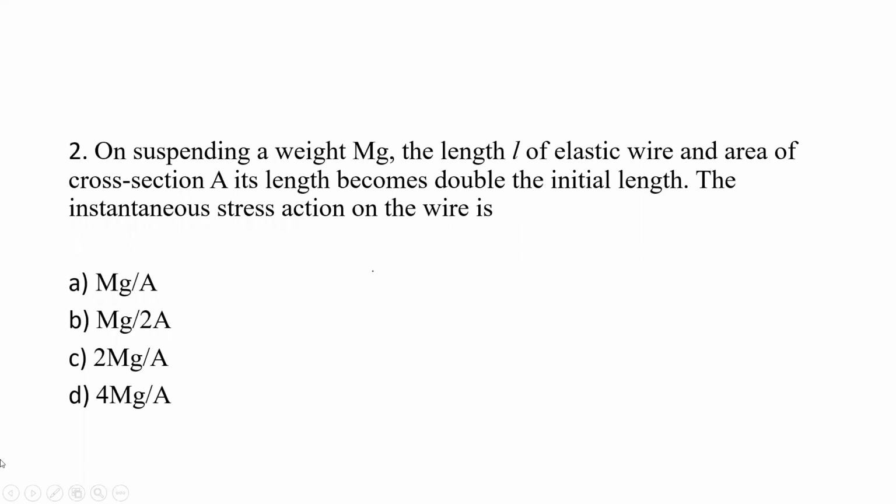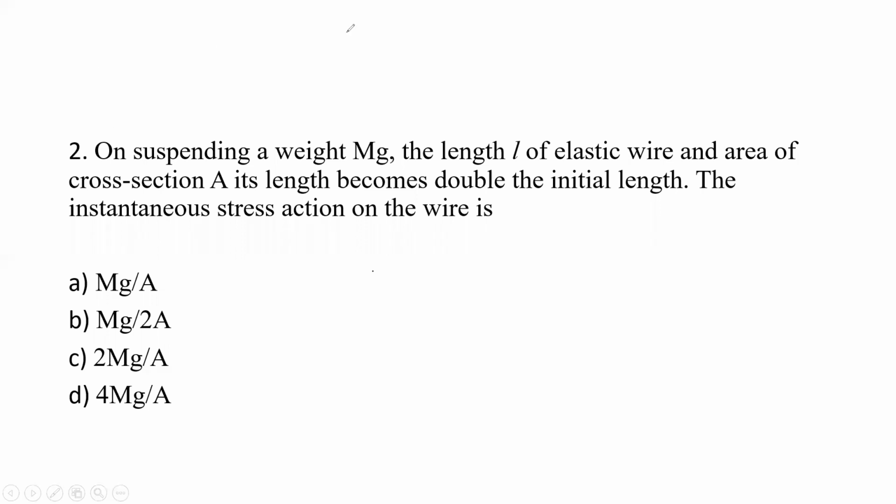Next question. On suspending a weight mg, the length L of an elastic wire of area of cross section A becomes double the initial length. The instantaneous stress acting on the wire is, see here what they have given. The weight of the object is given as mg, the length is L for a given wire, and its area of cross section is A. When the length becomes double the initial length, what happens to the stress?